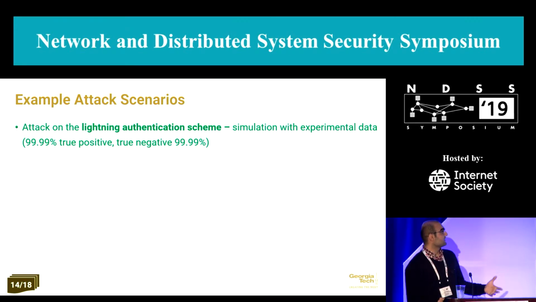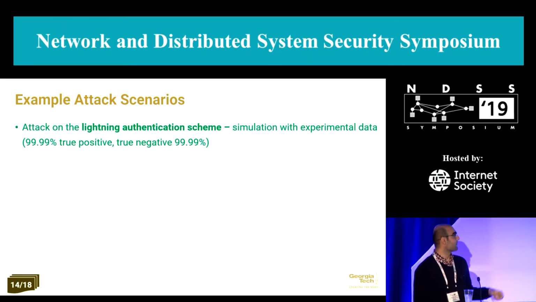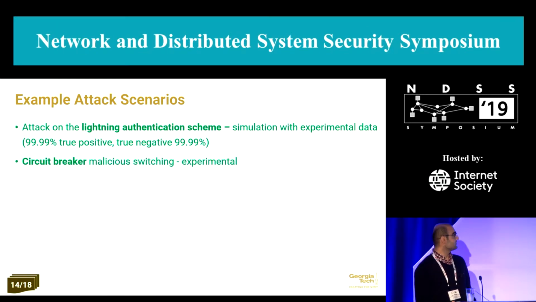The first attack we simulated, we used experimental data for the lightnings, and we checked the lightning authentication scheme. We fed our algorithm with both legitimate and spoofed data, and we could capture 99.99% true positive and true negative rates, which is great. And also, we will look at the circuit breaker malicious switching.